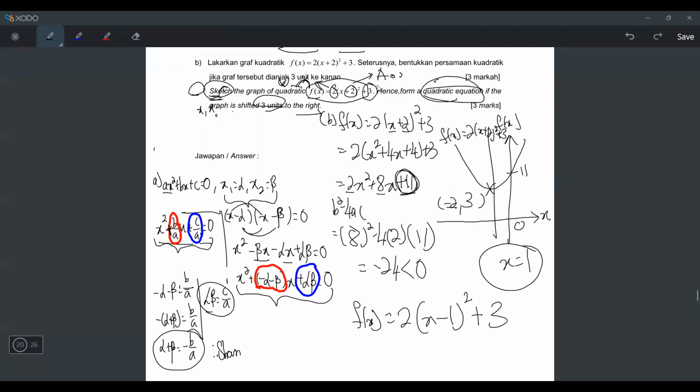Because this is just telling you the y coordinate, or the minimum value, maximum value. So it doesn't change. The minimum value is still no change. That's why it's still 3. Only the axis of symmetry changes. The shape never changes. The width of the curve never changes. The y-intercept never changes. Okay, maybe the y-intercept will change, but it doesn't matter.